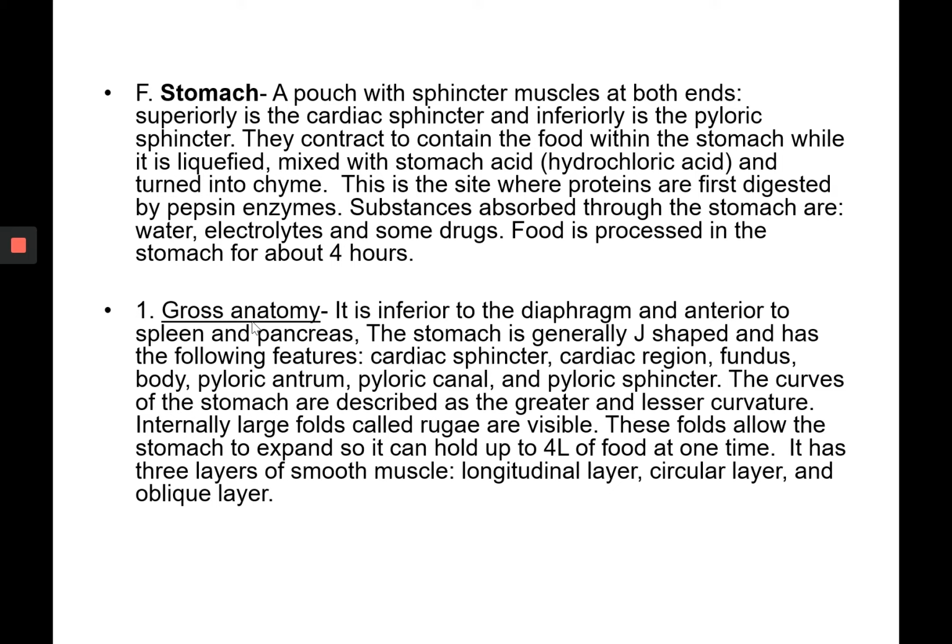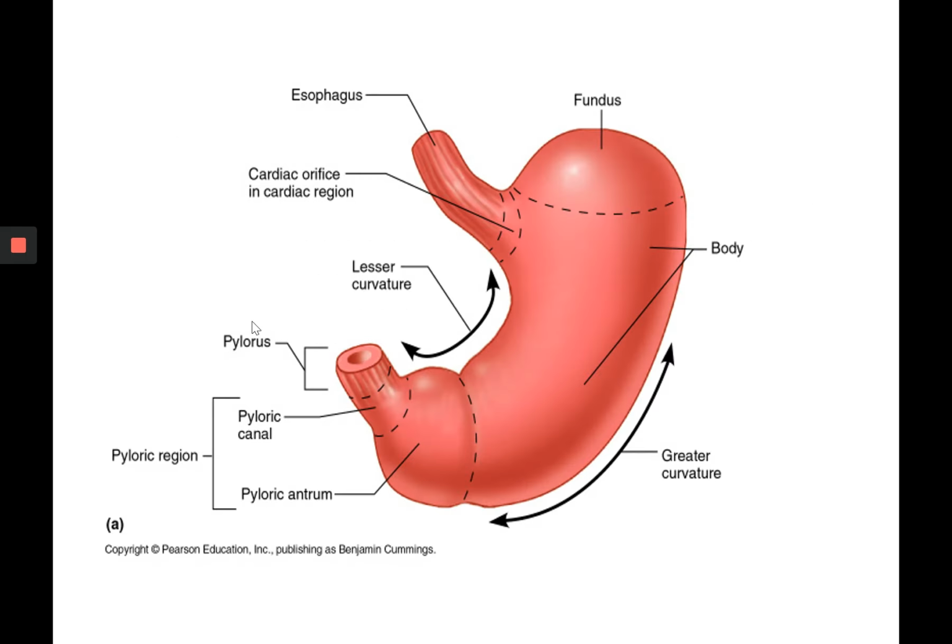It has an oblique layer, whereas most GI tract organs just have a longitudinal and circular layer in their muscularis externa. The inside of the stomach has many folds in its mucosa, and these folds are called rugae. If the stomach is empty, the rugae are visible, but it can stretch to hold up to 4 liters of food at a time. So here is the anatomy of the stomach.